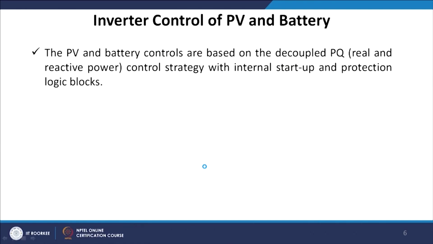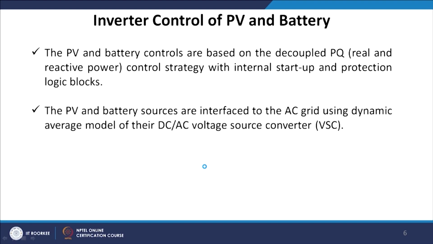Now, let us look into each and every component of the AC microgrid. First of all, the PV and battery are inverter control based. The PV and battery controls are based on the decoupled PQ, that is real and reactive, control strategy with internal startup and protection logic blocks. The PV and battery sources are interfaced to the AC grid using a dynamic average model of their DC-AC voltage source converter, that is VSC.